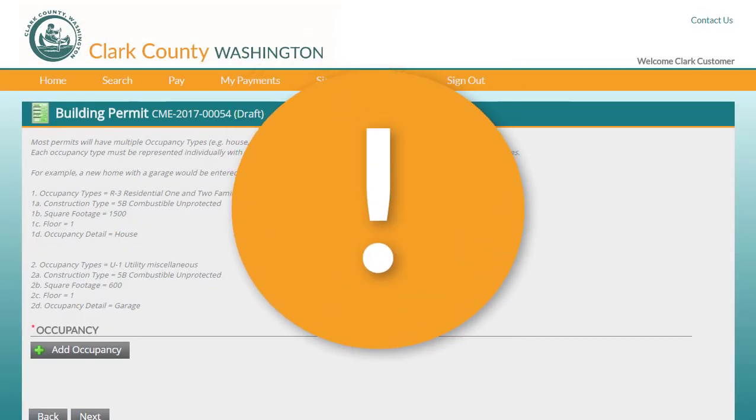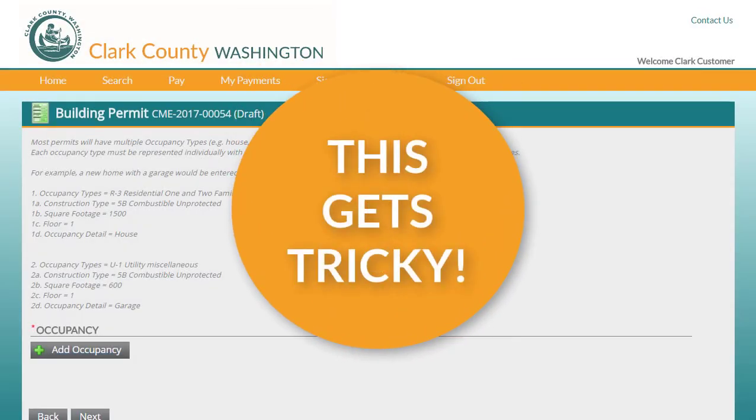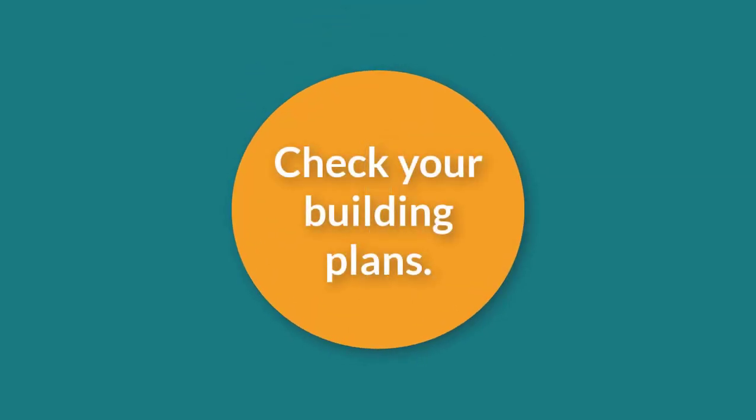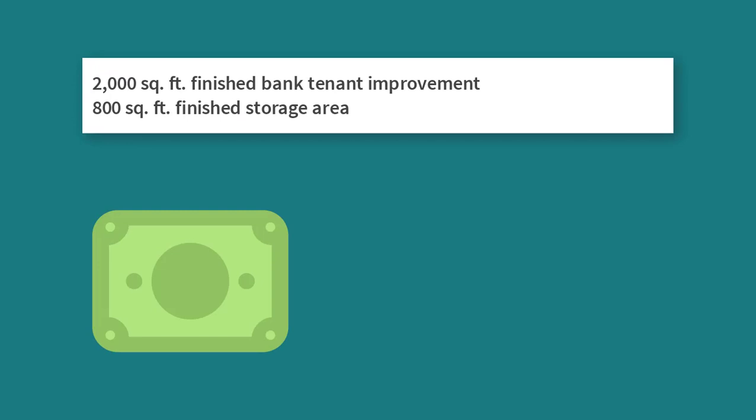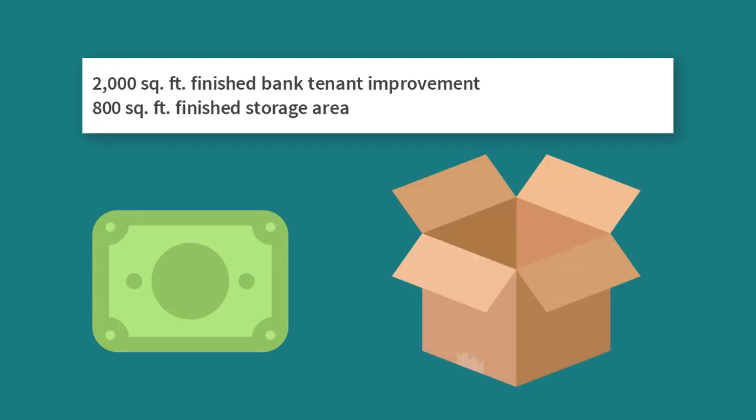Now you're going to add occupancies for this building. This can get a little tricky, and it will affect the fees that you pay and the reviews that your project will require. Check the first pages of your plans to see if this information has been broken out for you. There are 2 occupancies for this project, the bank and the storage area.